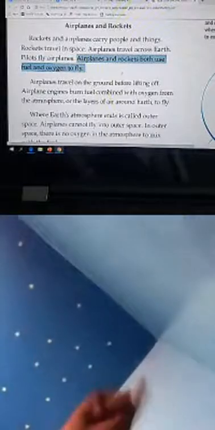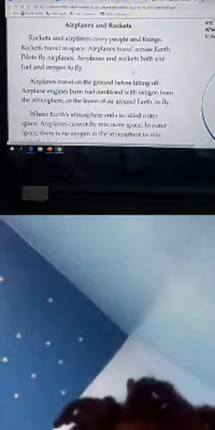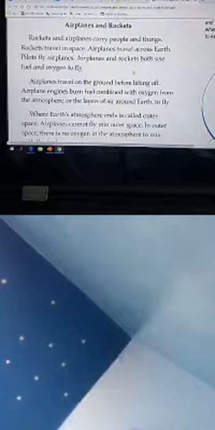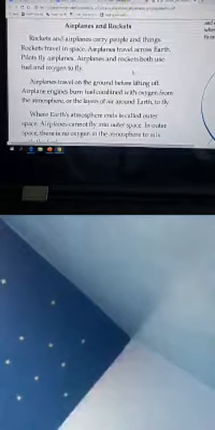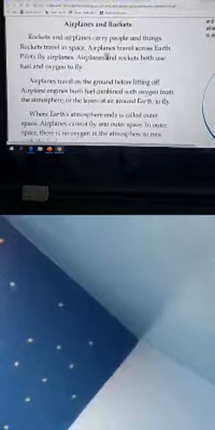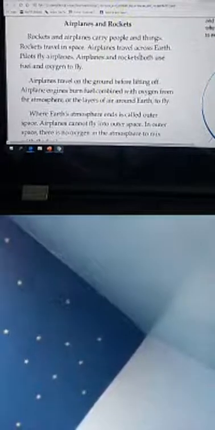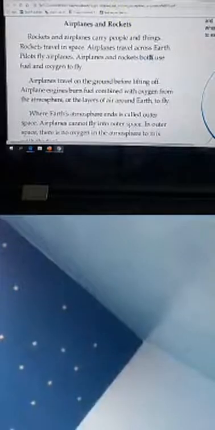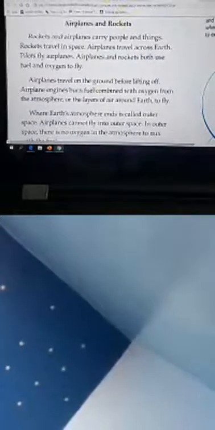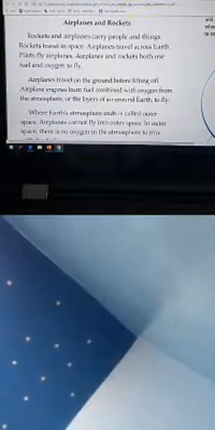You see, airplanes and rockets both use fuel and oxygen to fly. There it is. They both use fuel and oxygen. So what's the word? Same. It goes in the same spot. What clue word from this sentence? You say "and." What's another clue word to let me know we're going to compare? They both use. The word "both." There you go. So when we see those two words, "and" and "both," those are clue words that let you know that you're going to compare.